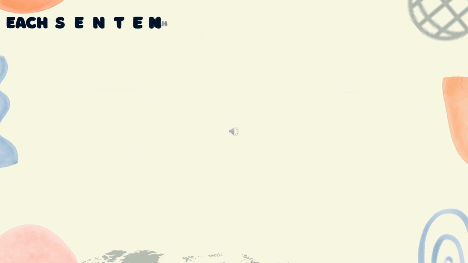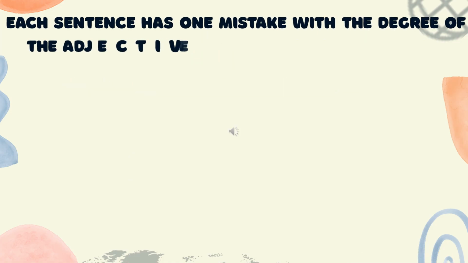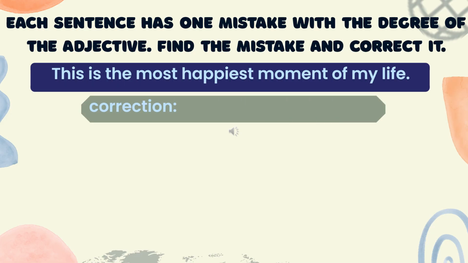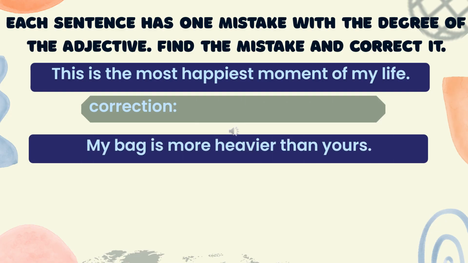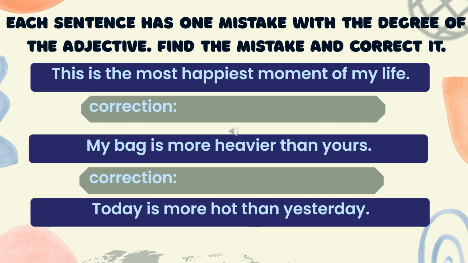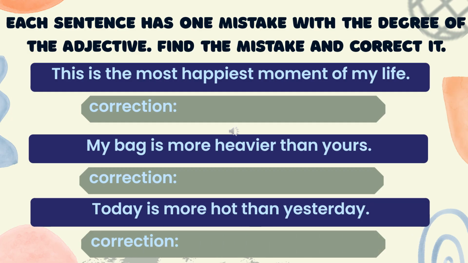Look at these 3 sentences. Each one contains an error with the degree of adjective. First, "This is the most happiest moment of my life." Second, "My bag is more heavier than yours." Third, "Today is more hot than yesterday." Look for the adjective in each one. Check if the comparative or superlative form follows the rules we learned. Think about what might be wrong in each sentence.